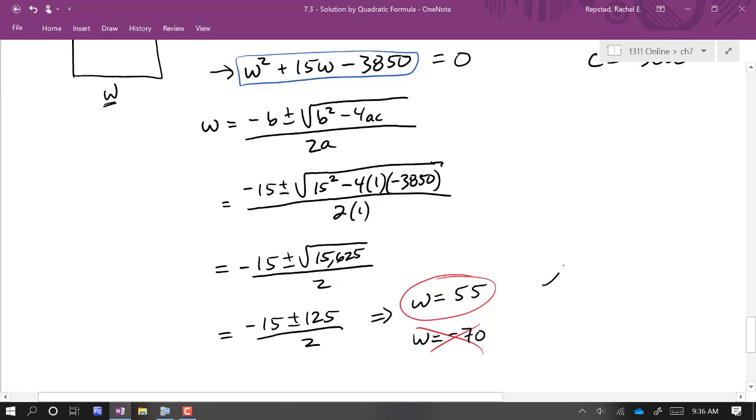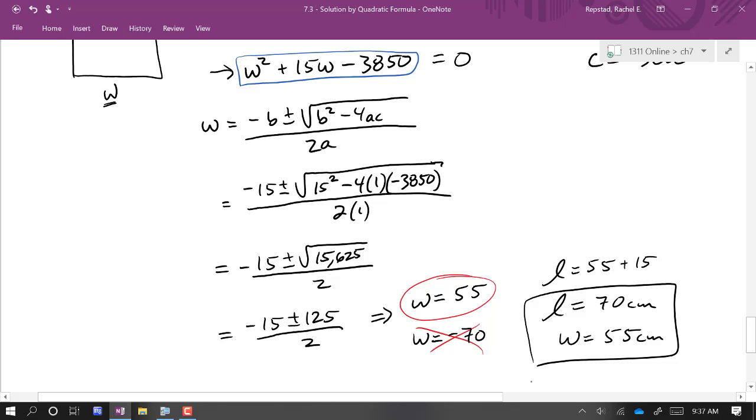And the length is 15 centimeters more. So the length is 70 centimeters. The width is 55 centimeters. And that's what we were asked to find.